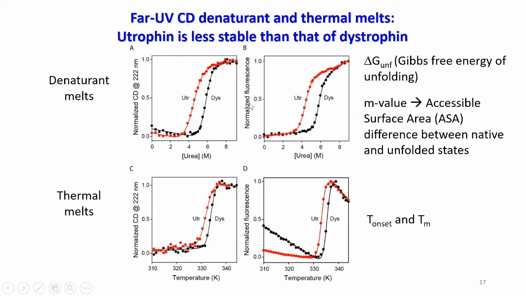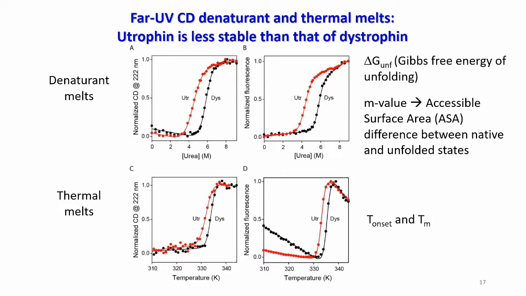One can analyze these curves using a two-state equilibrium unfolding model to get the Gibbs free energy as well as the M value, that is the slope of the linear variation of delta G as a function of urea concentration, which is a measure of the accessible surface area difference between the native and unfolded states. Or one can analyze these thermal melts to get the onset temperature or the melting temperature.